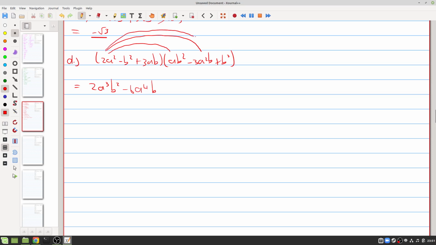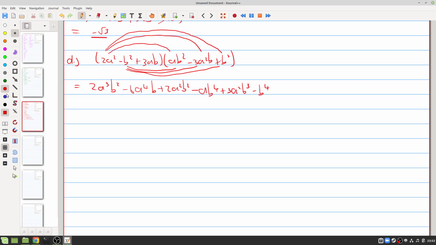And then we do that one. So 2a squared b squared. Okay, so the 2a squared is that. That part is that. Yeah, so let's do this. So negative b squared times this first term, so we get negative ab to the power 4. Then negative b with the next term, so it's going to be positive 3a squared b to the power 3. And last term for the negative b squared: negative b squared times b squared is negative b to the power 4.